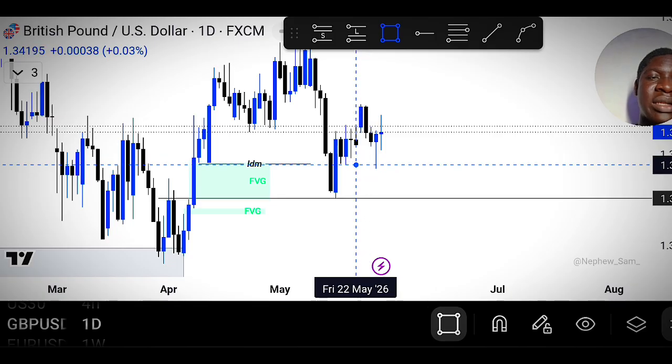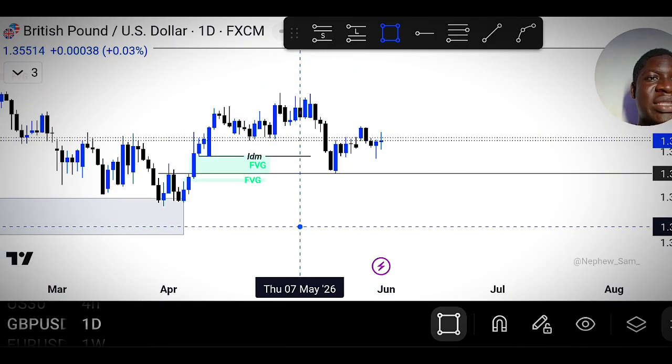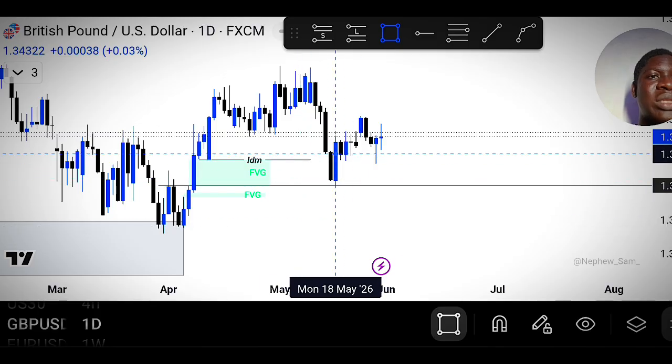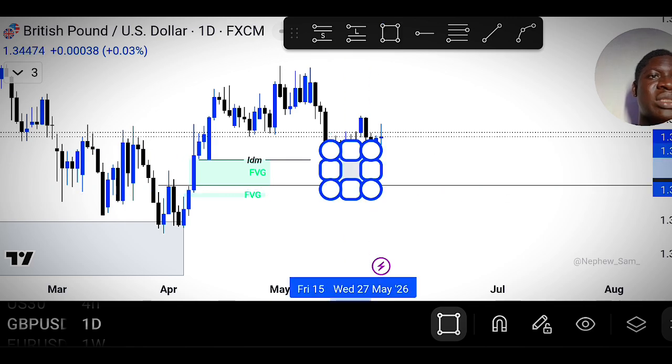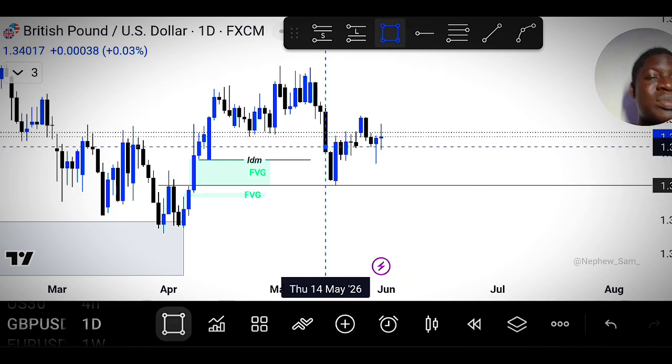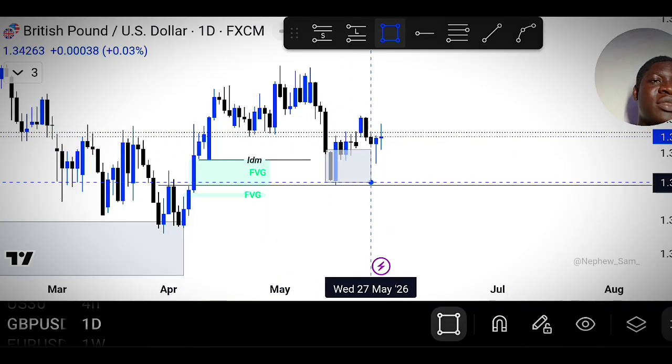Now, at this junction, what are we seeing? For me, I'm seeing this black candlestick again. This black candlestick serves as our point of interest.